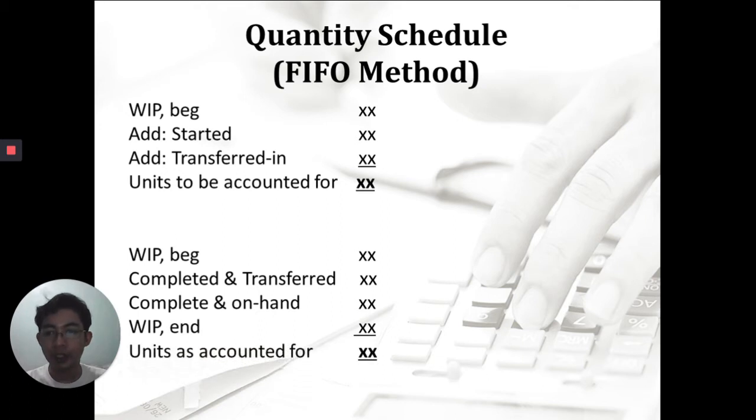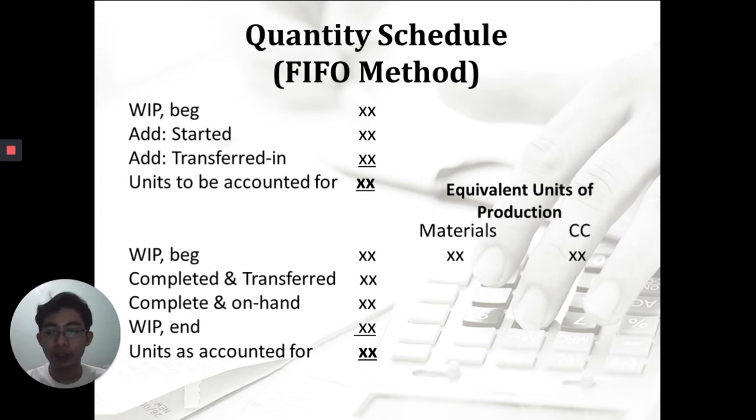So the difference here is the line item on the WIP beginning. You need to compute the WIP beginning equivalent units of production by multiplying by the opposite percentage given in the problem. So for example, if it is stated that the WIP beginning is 70% complete, you need to multiply your WIP beginning by the opposite percentage, which is 30%. Why? Because that is the needed percentage during the period in order for you to complete the units.